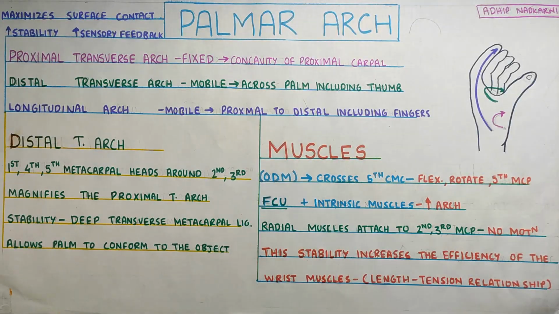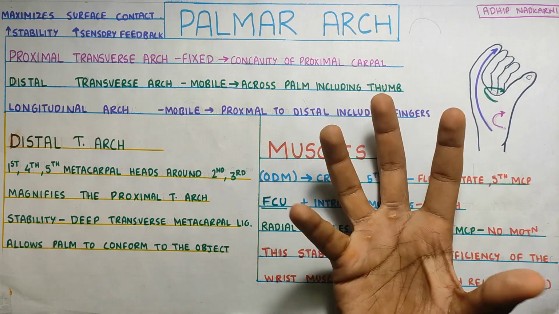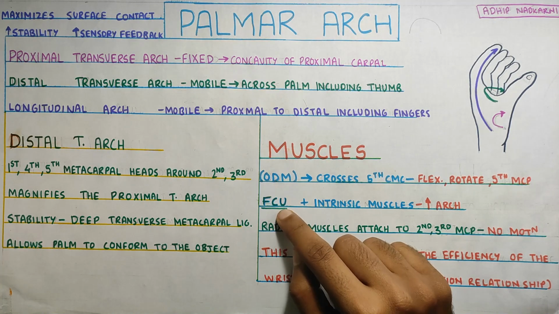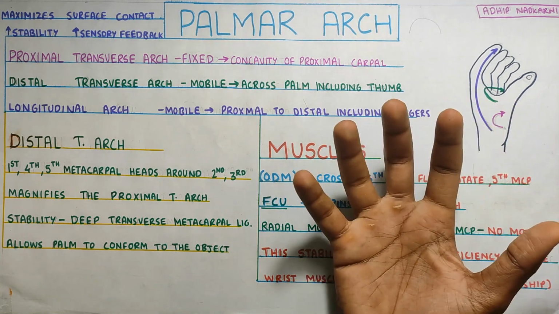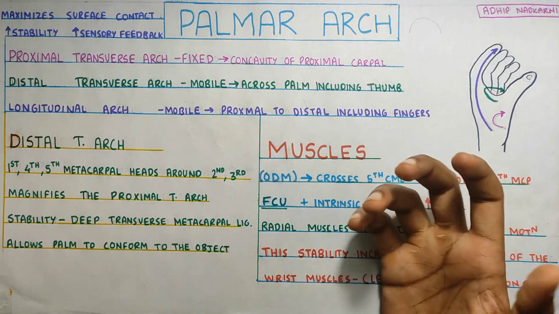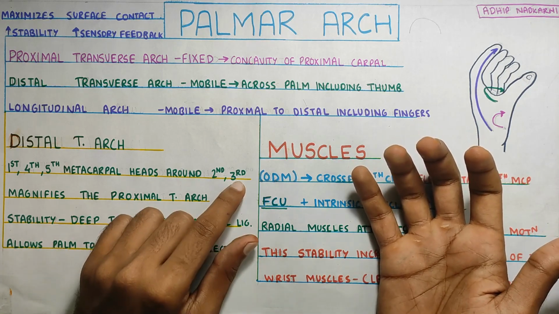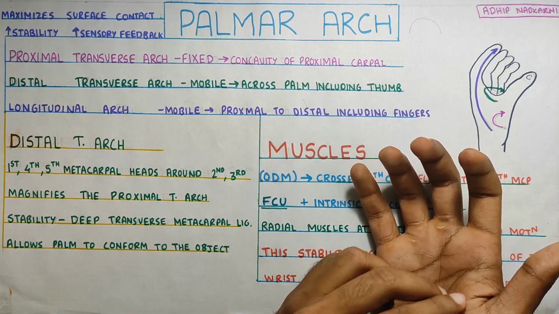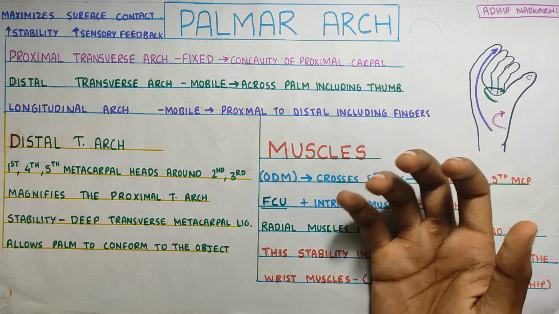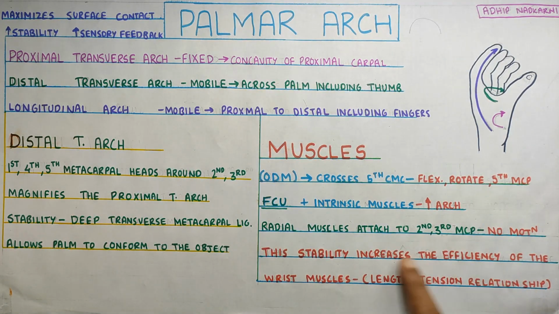And coming to the muscles, there is the opponens muscle which creates this opposition movement and increases the arch. The flexor carpi ulnaris along with intrinsic muscles increase the arch in the palm region. And then the radial muscles, it is shown how they attach to your second and third metacarpal, but because they are very stiff at the carpo-metacarpal joint, this leads to a very efficient movement at the wrist joint through the principle of length tension relationship, right? So with that, we finish off this topic.